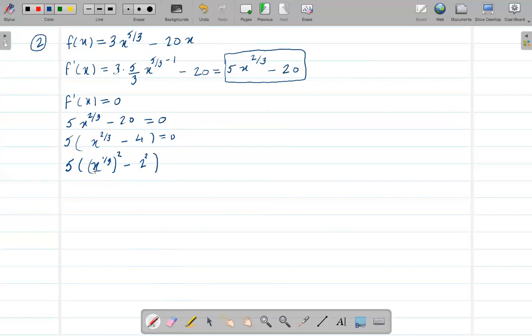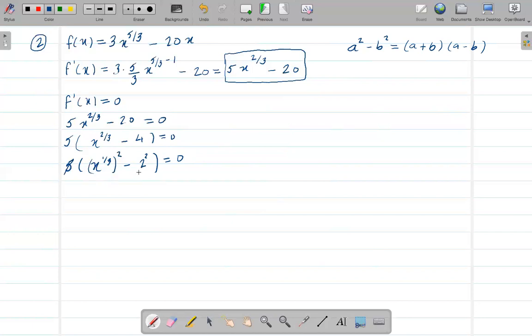Why am I changing both of these to a square form? Well, there is a formula. If we have a squared minus b squared, if you subtract two squares, then it will be a plus b times a minus b. This is algebra. So it equals 0. From here, you can just divide by 5 on both sides, so you don't have to worry about 5. This 5 will be gone.